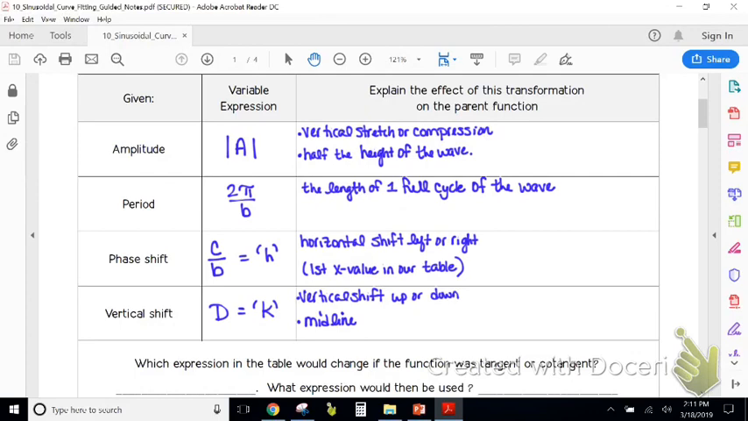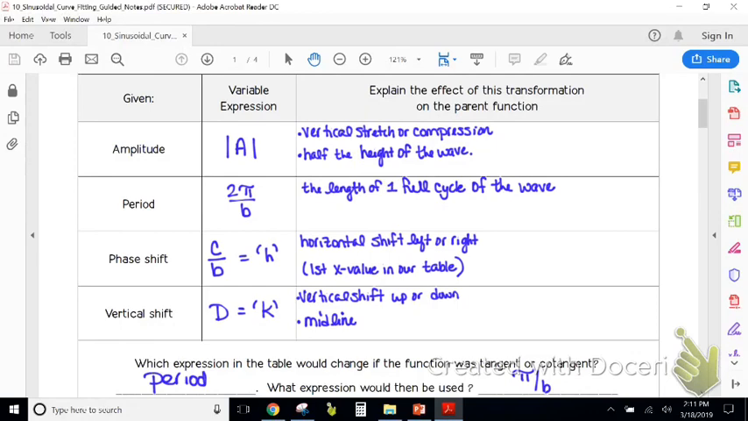All right, so which expression in this table would change if our function was tangent or cotangent? Yeah, the period would change. What is the period for tangent or cotangent? Pi over b. Good. Now, there's one other thing that only sine and cosine have. What is it? That's up there. That the other functions, the reciprocals and tangent, don't have.